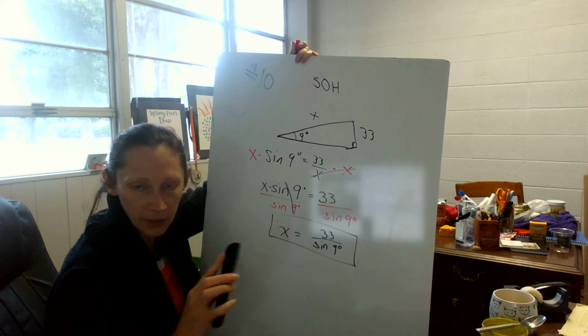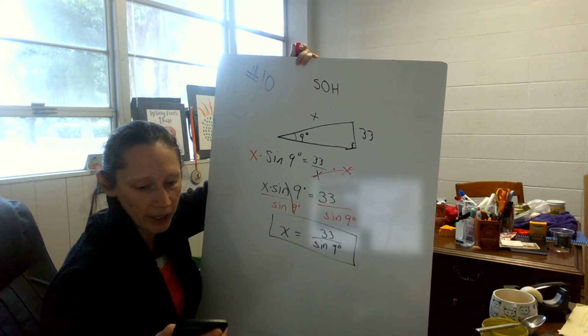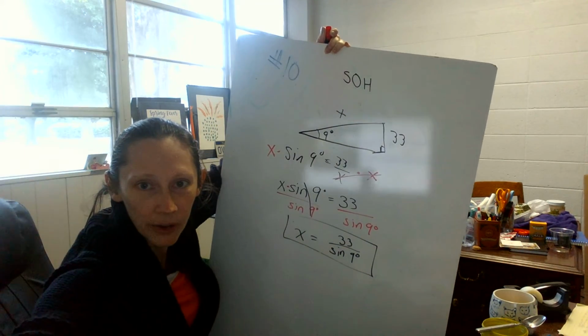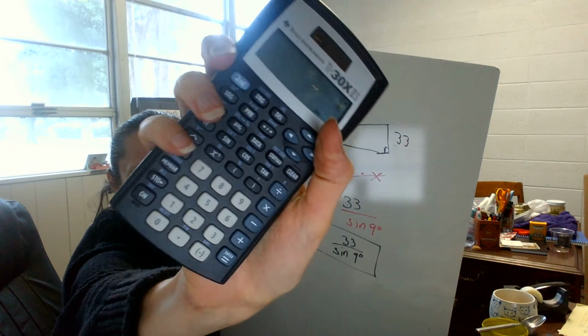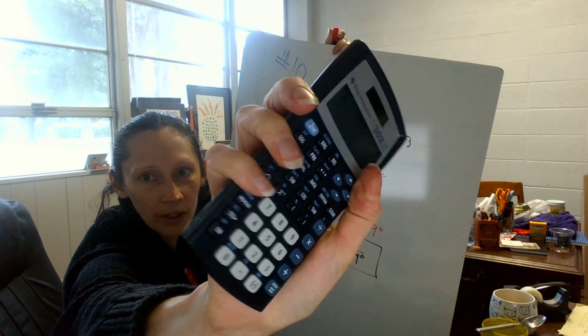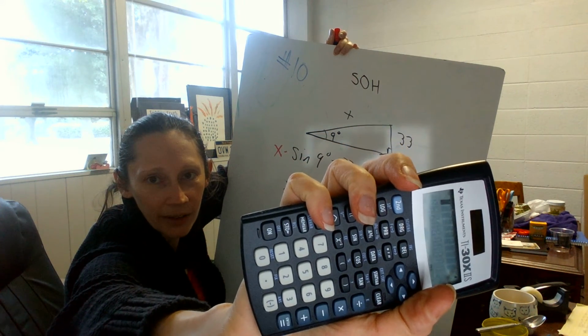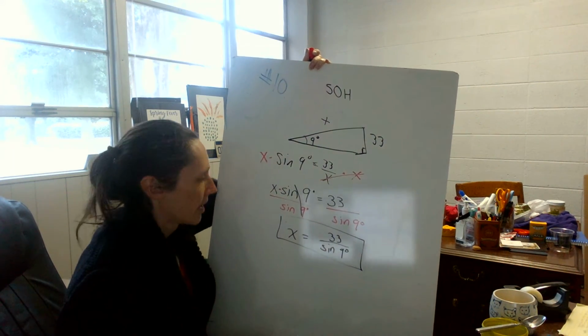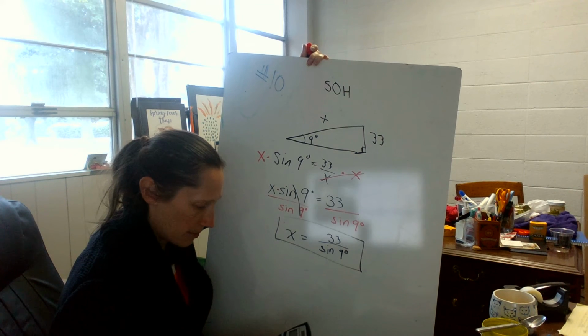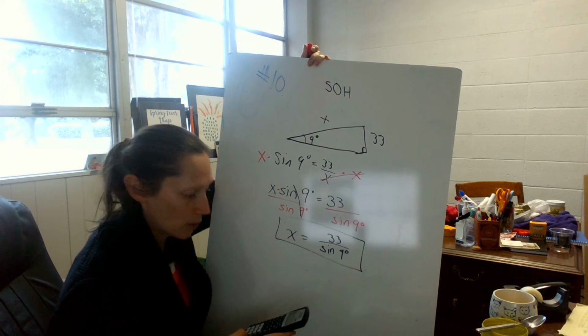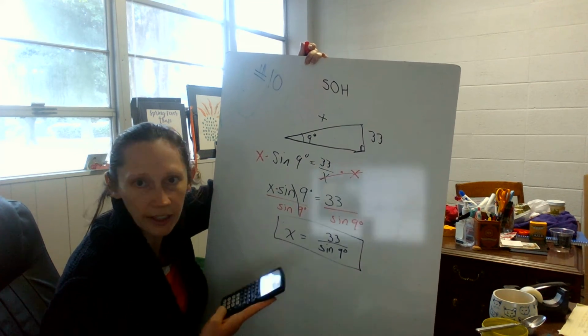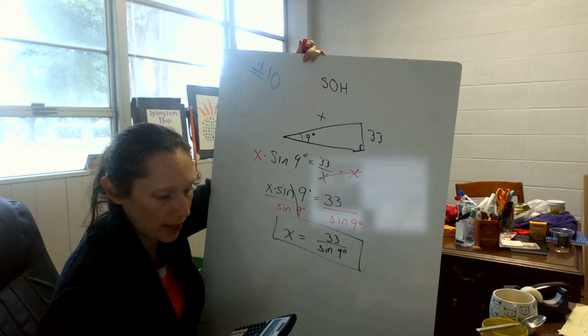If you are using your scientific calculator, make sure you're in degree mode. I don't know how well this will hold up on the video, but let me get the angle right. I have something in the corner that says DEG or degree. Okay, make sure you're not in radian mode. And then type 33 divided by the sine of 9. If you don't know how to change your calculator, just Google your calculator, find a manual, and look that up.